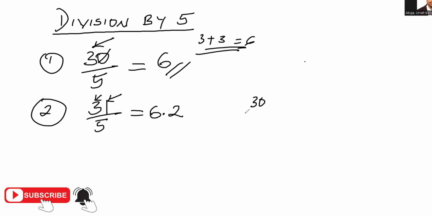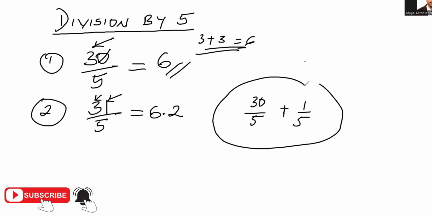So what I mean is 30 divided by 5, plus 1 divided by 5. That is for 31 divided by 5. So it gives us 6.2. Nice.